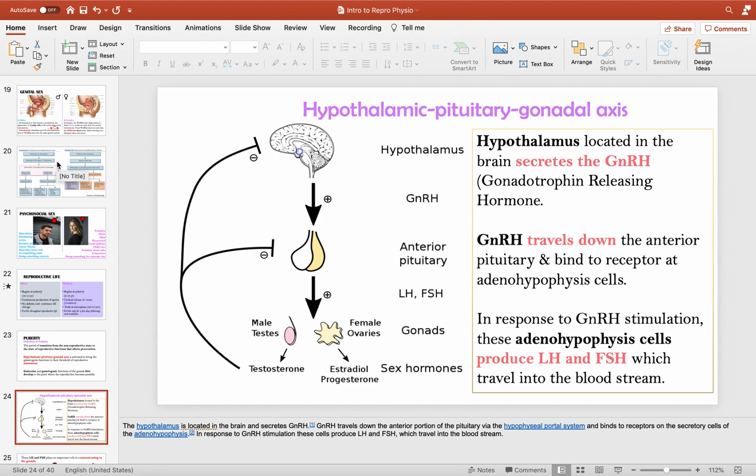So, the hypothalamic-pituitary-gonadal axis. The hypothalamus, located in the brain, secretes gonadotrophin-releasing hormone, which travels down to the anterior pituitary and binds to receptors on adenohypophysis cells. In response, the adenohypophysis cells produce luteinizing hormone and also FSH, which travel into the bloodstream.